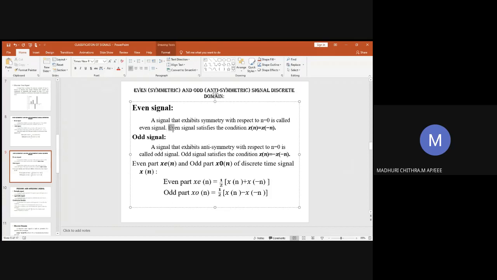First we should check the condition. If it is an even signal, we should get the even part. If it is an odd signal, it should satisfy the condition x of n equal to minus x of minus n. That's all about the even and odd parts. So we have studied analog and digital signals, continuous and discrete time signals, and even and odd signals in the continuous and discrete domains.